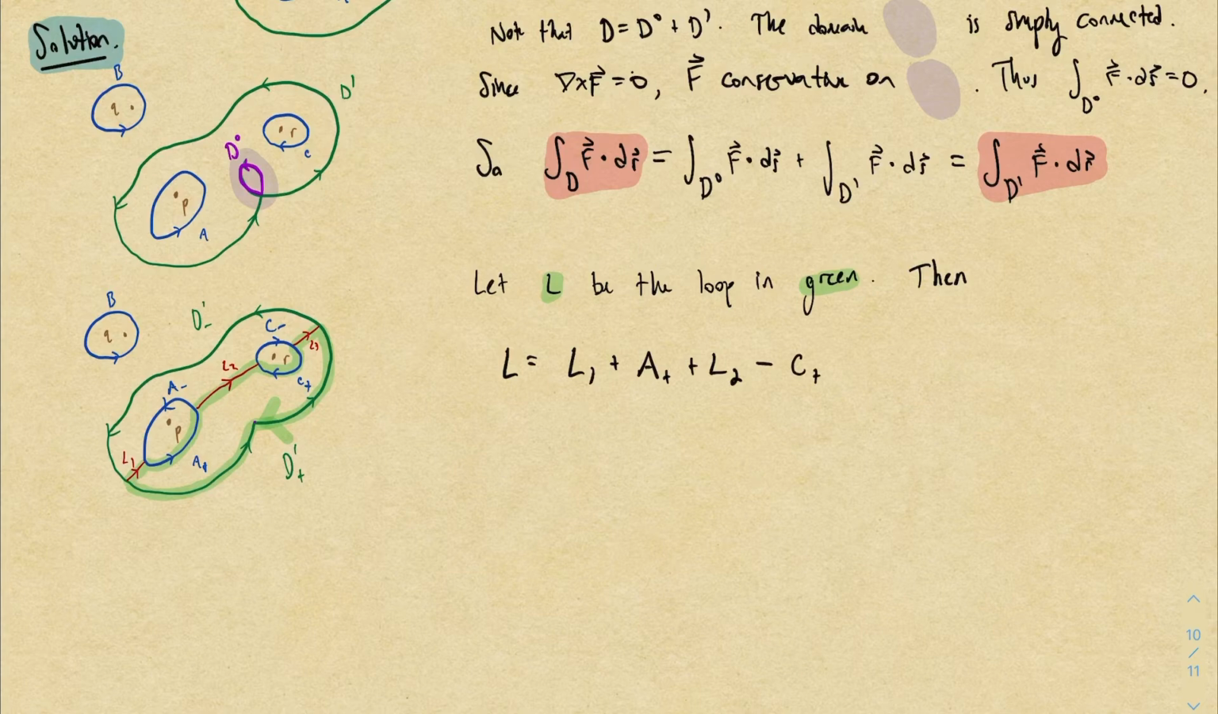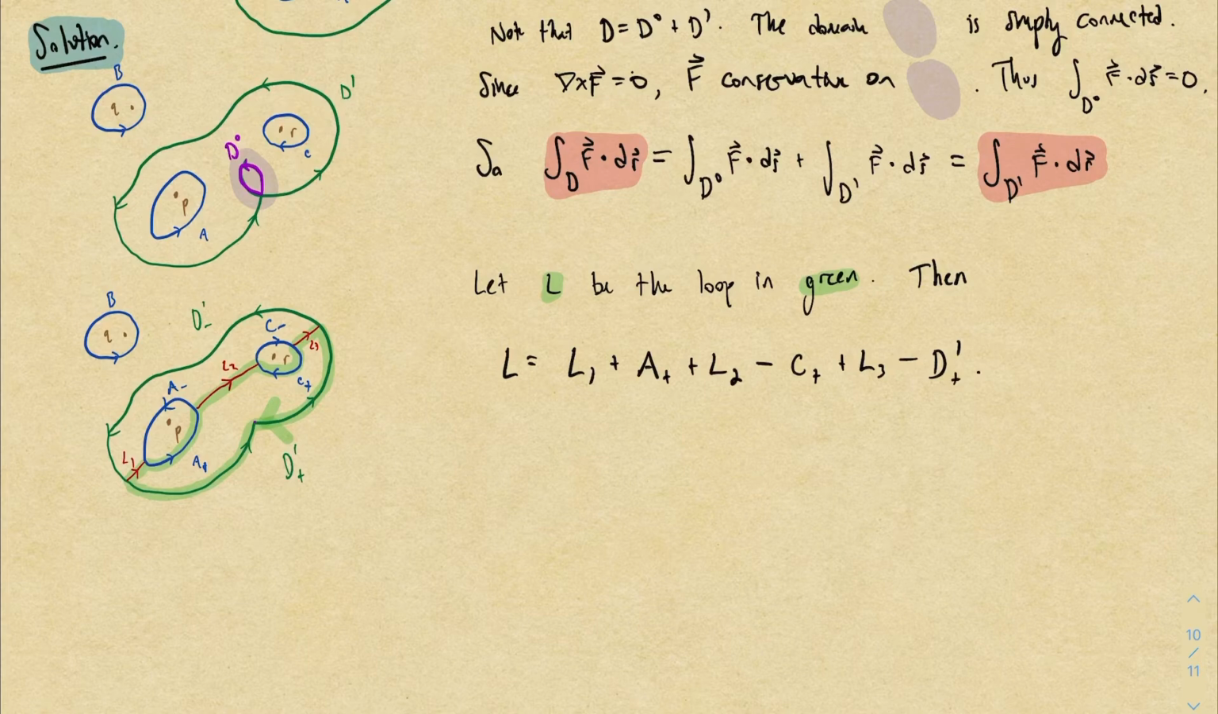So it'll give me a minus C plus, and then I follow L3, and then again I follow D1 plus, but in the opposite direction of its orientation. So I get a minus D1 plus. And that's the expression for L.